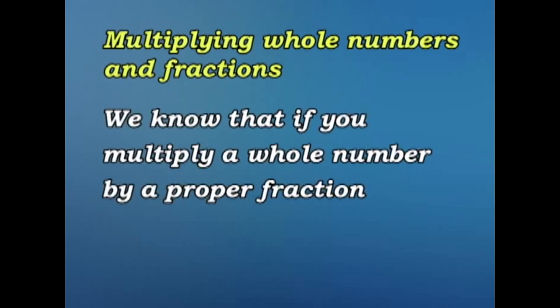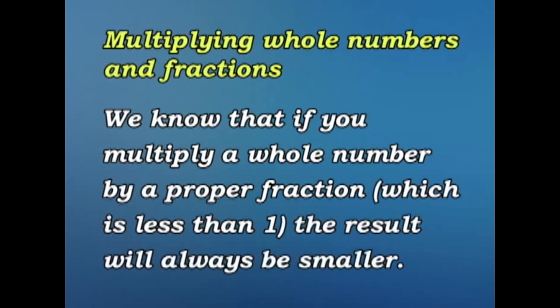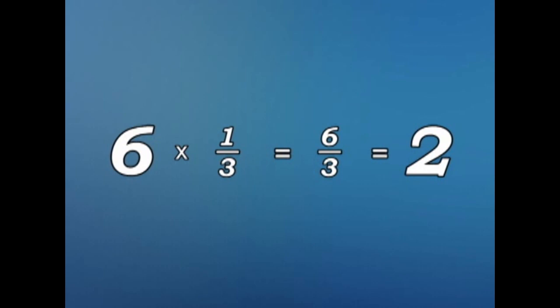Now, we know that if you multiply a whole number by a proper fraction, that's a fraction which is less than 1, the result will always be smaller. Remember? 6 times 1/3 becomes 6/3, and that's 2. So 6 has become 2. It's become smaller.